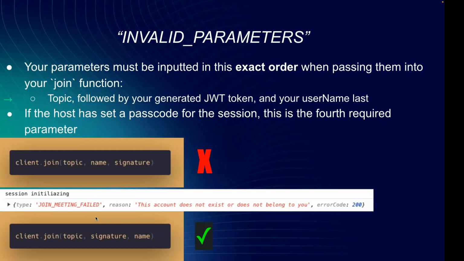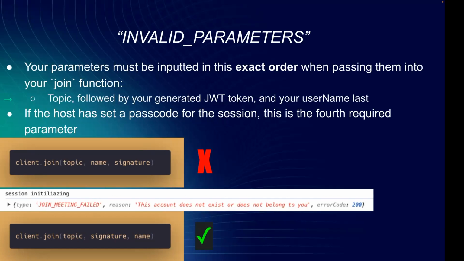All right, so now we are going to look at our second error that we may run into, which is going to be invalid parameters. So your parameters must be inputted in the exact order when passing them into your join function. And we're going to go over what that exact order looks like. So essentially, you may run into this error when you're trying to join a meeting and your parameters are not passed through correctly. This is for the client.join method that we see here. So you're going to pass in first your topic, then you're going to pass in your generated JWT token, and then you're going to pass in your username last.